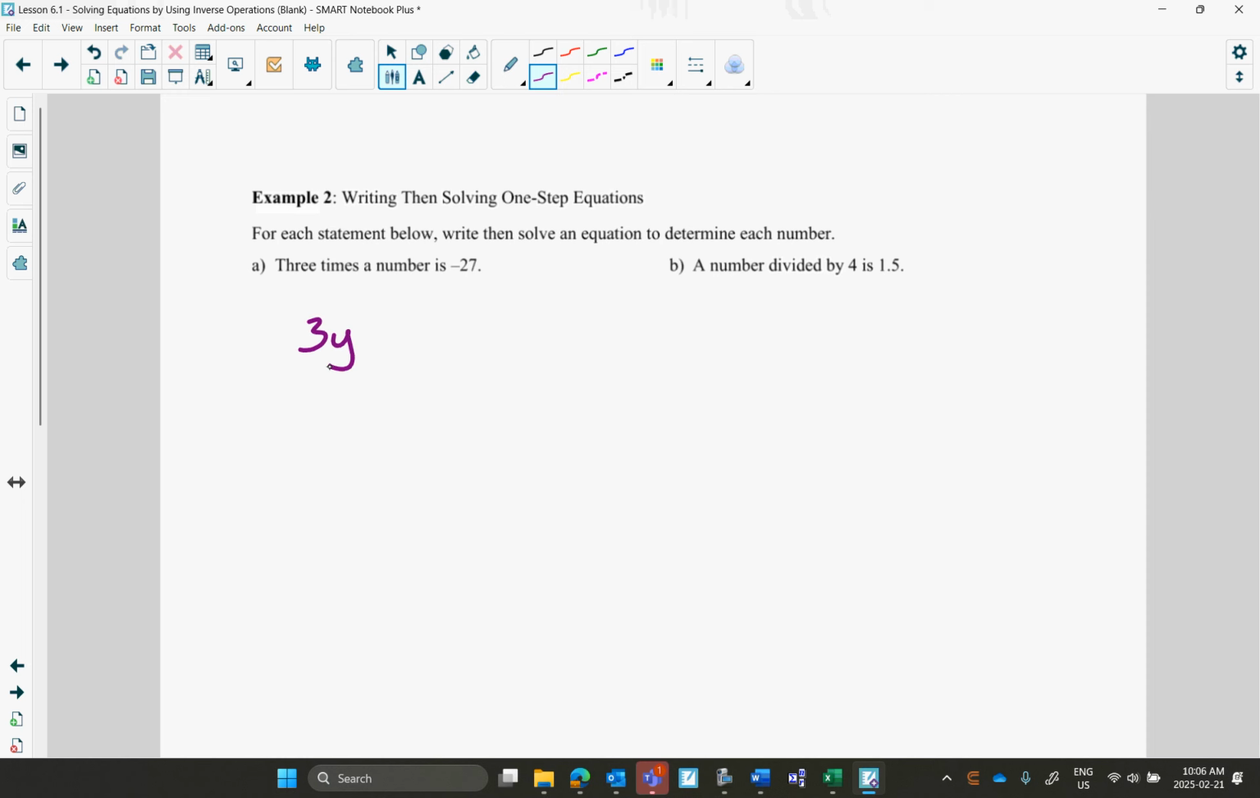You don't go y times 3. We go 3y. Is translates to the symbol equals negative 27. So we haven't solved it yet. All we've done is translated it to an equation.